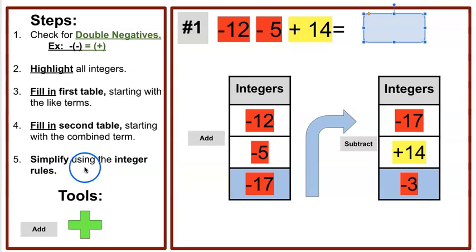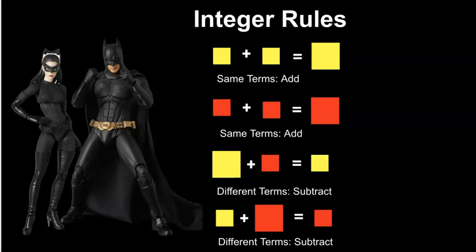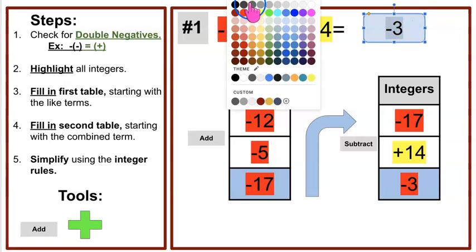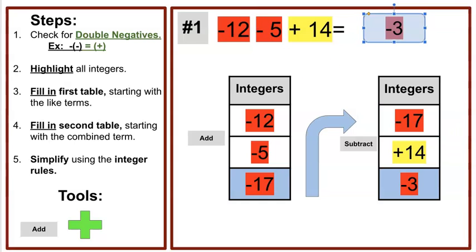So simplify using the integer rules. That's what I did. If you forget, you can always come here or look at your paper notes. So we simplified, and we're going to put here negative 3. And of course, always highlight all your integers. Okay, so this is a problem with 3 integers, and we use 2 tables to help us organize. I hope this helps.